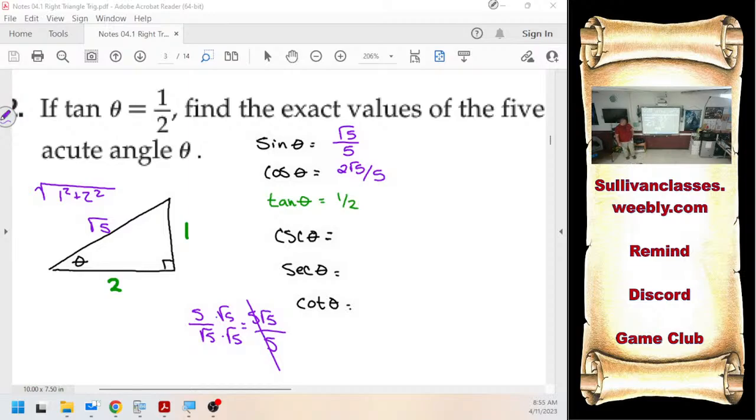Wouldn't it have been easier to just say hypotenuse over opposite? Okay, so you have different options. Sometimes it's easier to flip the ratio. Sometimes it's easier to just recreate it. So just plain old square root of 5, plain old square root of 5 over 2, and 2.